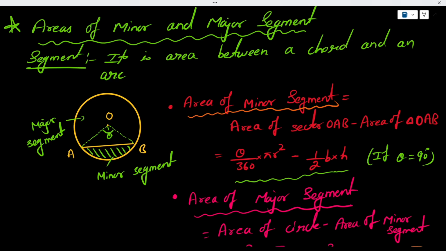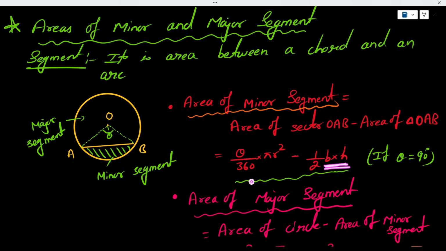You have already seen how to calculate the area of a sector. Here, the area of sector OAB will be theta by 360 into pi r square. Now from this sector, if I remove this triangle area, I'll be left with the minor segment, right? So this is the formula. You just have to remember: area of sector minus area of triangle is the area of the minor segment. So theta by 360 pi r square minus half base into height, which is the area of triangle OAB.